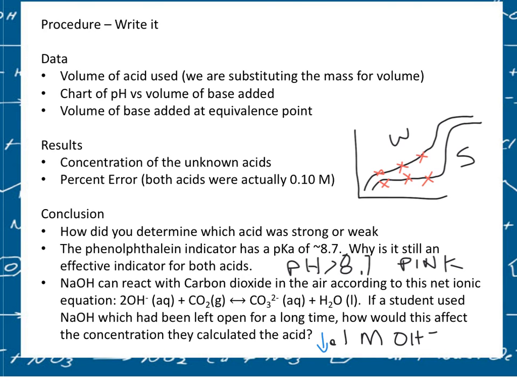So think about what's going to happen. Is the student going to have to use a greater volume of sodium hydroxide or a smaller volume of sodium hydroxide because the concentration is now something less than what it should be? And because they're using a different volume, what's going to happen when they calculate, assuming that the strength is actually 0.1 when it's something less? What will that do to their calculated strength of the acid?